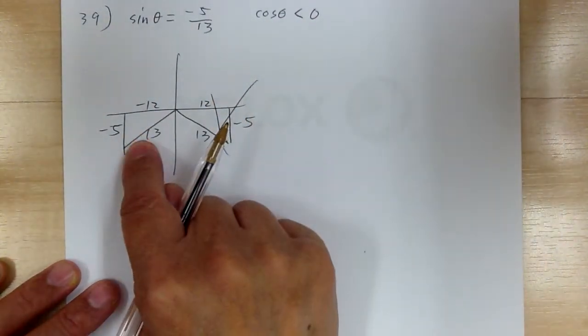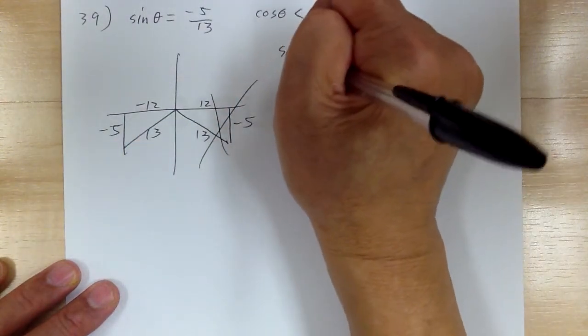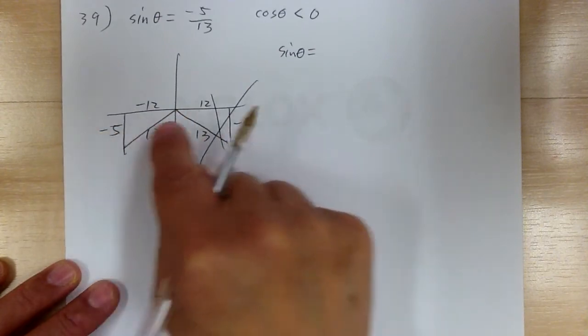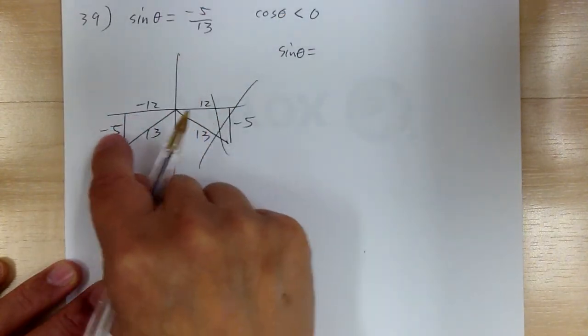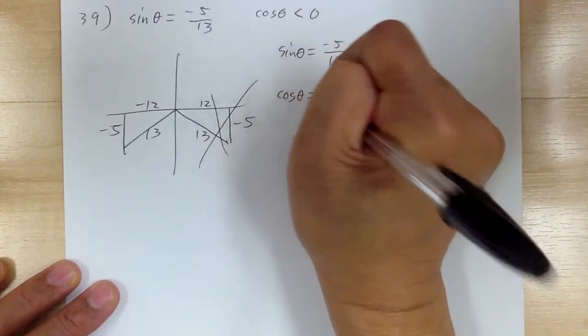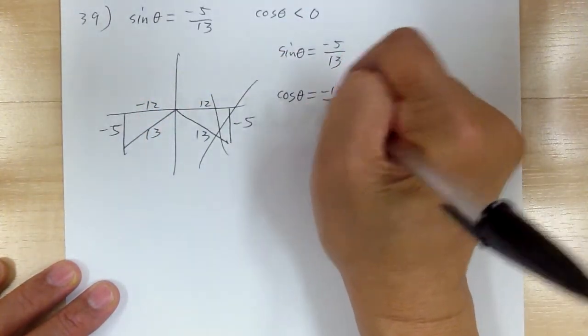So again, once you do that, then you can write down your 6 functions. So sine theta is vertical over hypotenuse, so it would be negative 5 over 13. Cosine theta is this over this, so it would be negative 12 over 13.